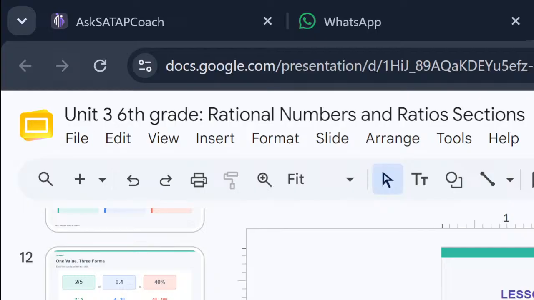Okay, number 1, write 3 over 5 as a decimal, percent, and ratio. Number 2, write 0.25 as a fraction, percent, and ratio. Number 3, write 7% as a fraction, decimal, and ratio. Number 4, write 7 over 10 in four forms. Number 5, explain how percent connects to a ratio of 100.